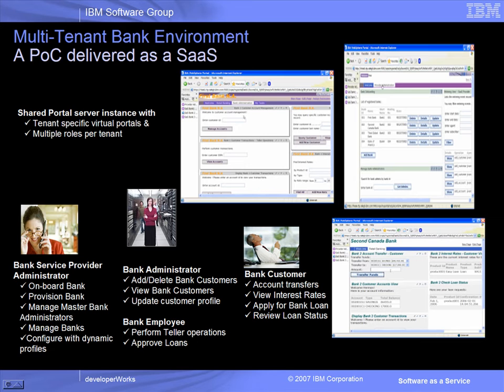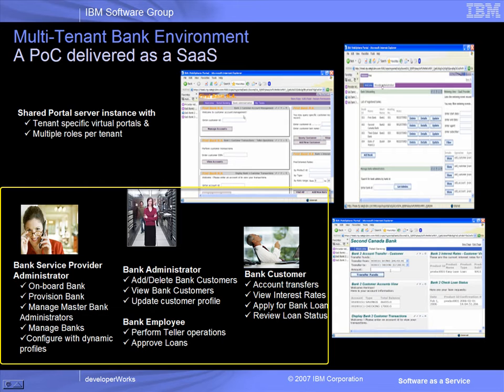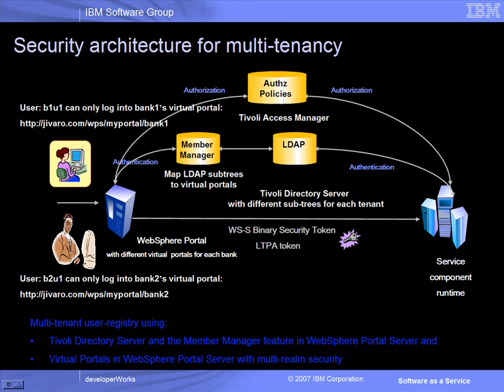We will demonstrate 3 security scenarios in the context of a fictitious multi-tenant banking application, one in this demo and 2 others separately. The banking application shares a single instance of WebSphere Portal Server with different virtual portals for different tenant banks. The banking application also supports multiple roles for each tenant, such as Bank Service Provider Administrator, Bank Administrator, Bank Employee, and Bank User. This is the security architecture for the banking application.